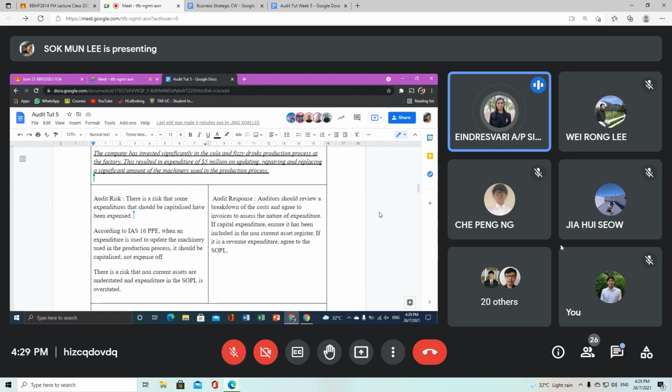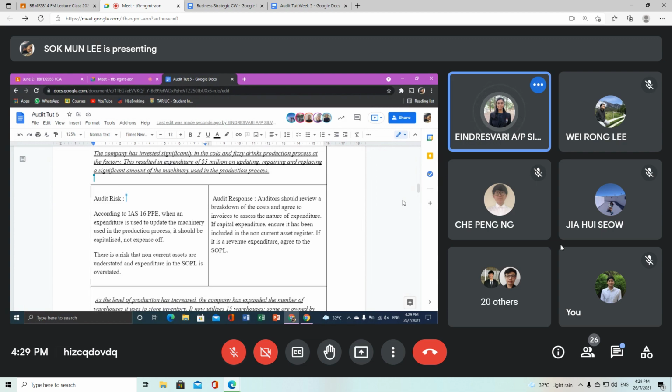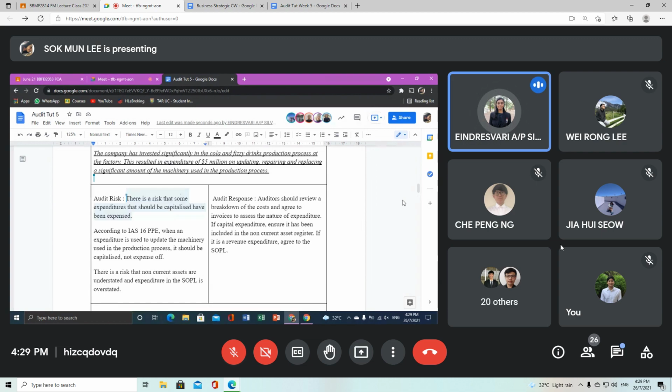Okay, so as my explanation just now, if you say there is expenditure that should be capitalized that has been expensed, I don't see an issue here. I mean, this is not appropriate, because if you expense off, it only affects 1 year. But if you capitalize unqualified expenditure, then you will need to depreciate it for a long period of time.